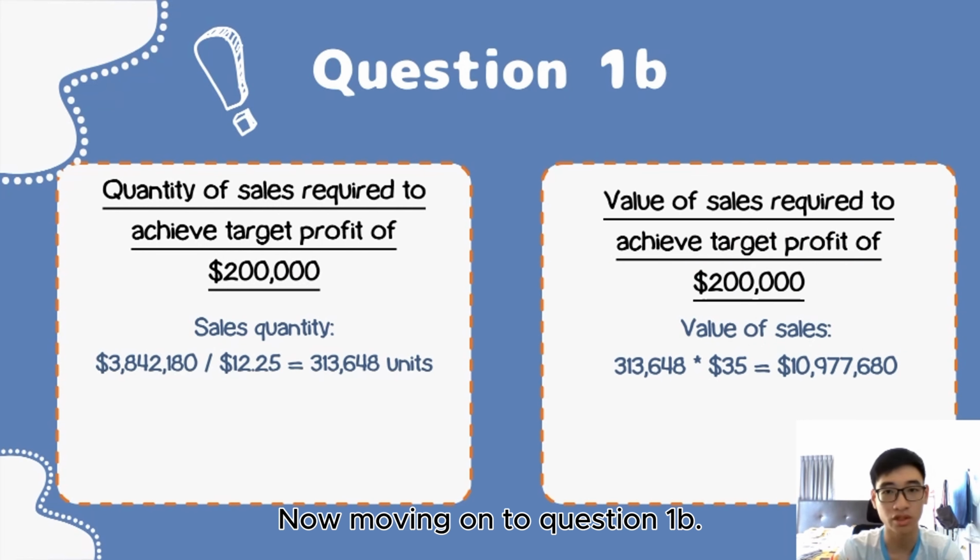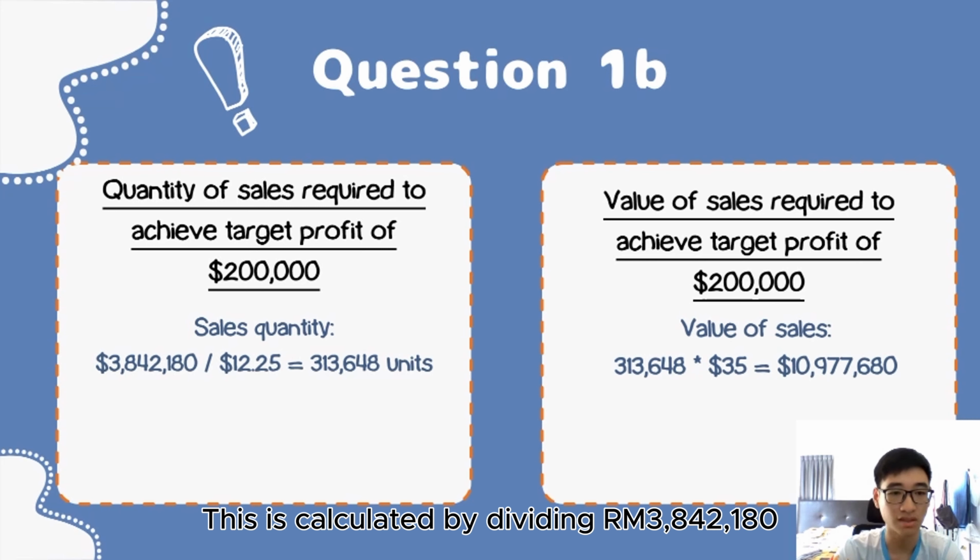Now, moving on to question 1B. In question 1B, we are required to find the quantity and value of sales required to achieve a target profit of 200,000. So for the sales quantity, the number of units required to achieve a target profit of 200,000 is 313,648 units. This is calculated by dividing 3,842,180 by the marginal cost of $12.25.